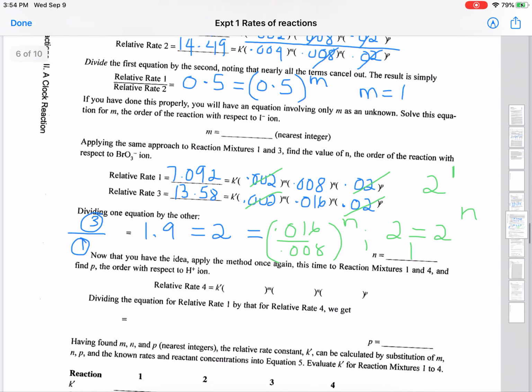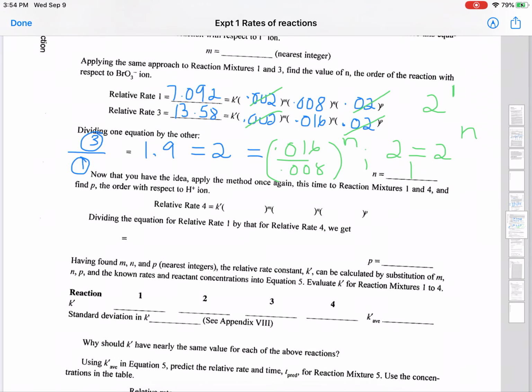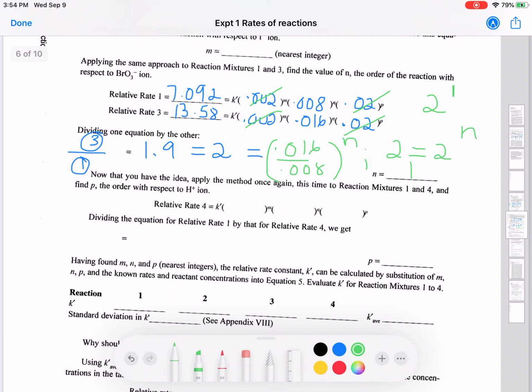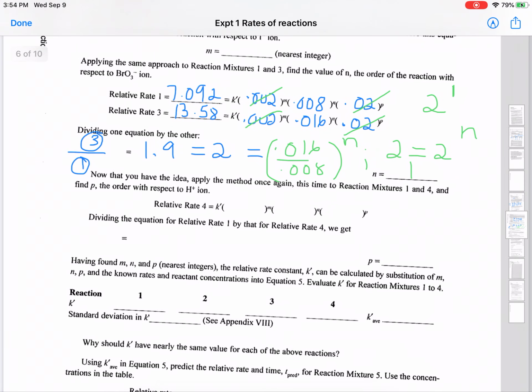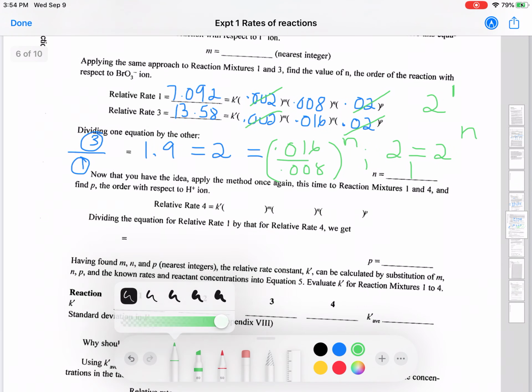Now the last one is we're going to use the relative rates to find out the order with respect to H plus. So you can use relative rate 4 for that. You can go ahead and write down the information for 4, and then you can use relative rate 1 and relative rate 4 to find out the order with respect to H plus. Okay, rate 4 by rate 1.